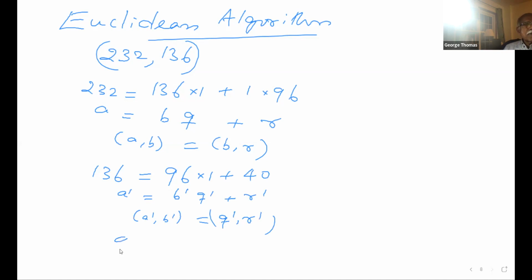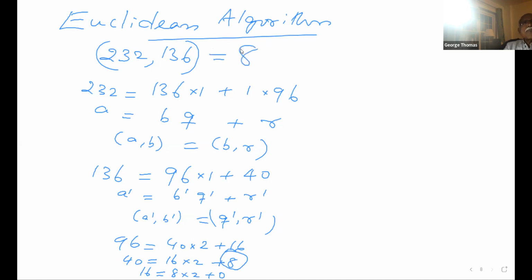Let me continue. 96 equals 40 times 2 plus 16. And I can take 40 and take 16 times 2 plus 8. Now I can take 16 and take it as 8 times 2 plus 0. When you get a 0, the number that sits before is the greatest common divisor of these. Oh, that is the Euclidean algorithm.